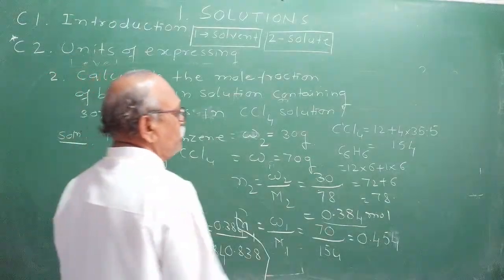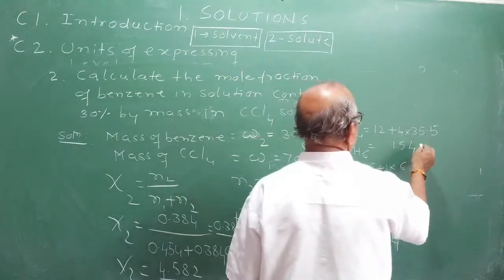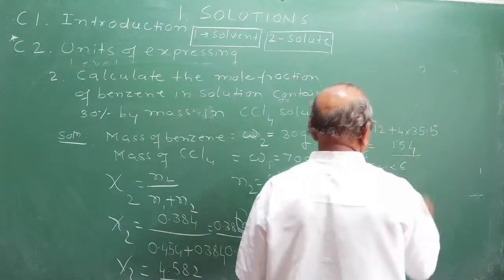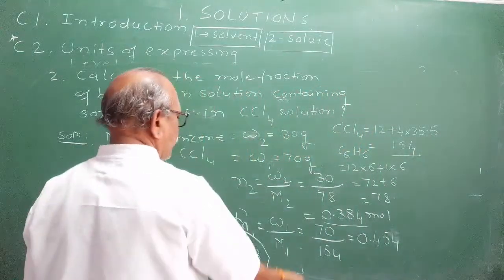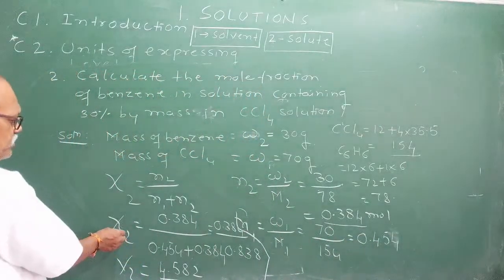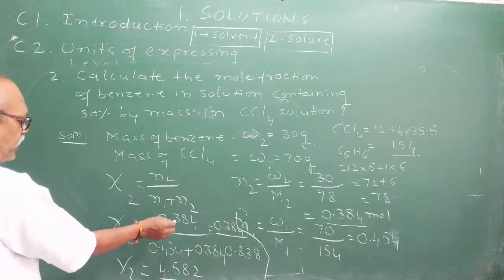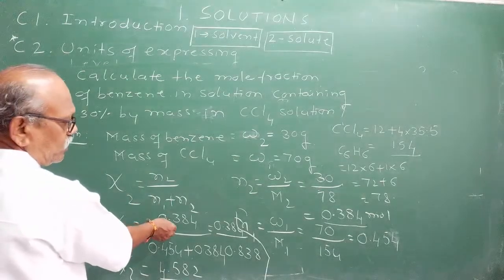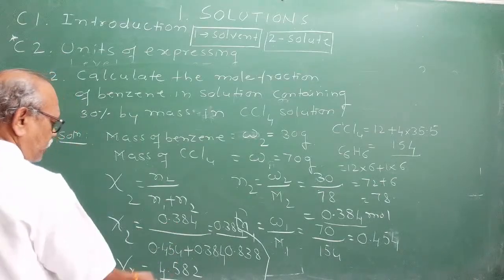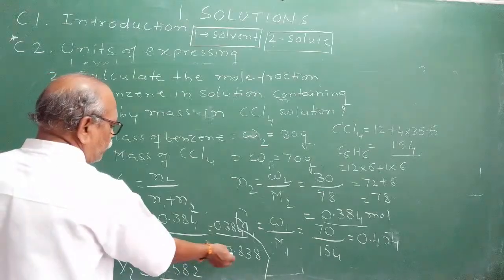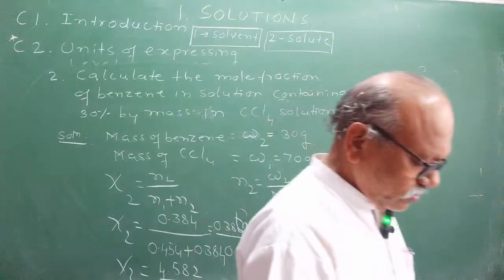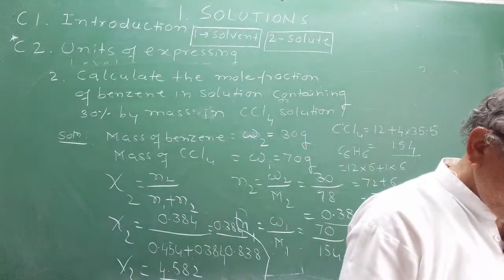Molecular weight will be 154. 12 plus 4 into 35.5 comes out to be 154. You can take now 70 upon 154, which gives you 0.454. The mole fraction of the solute is obtained by N2, the mole fraction of benzene, divided by the sum of the mole fractions of both of them, which will be 0.838. You will get 4.582 will be the answer.